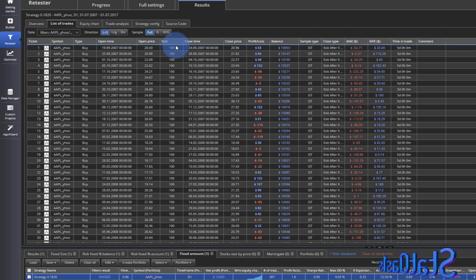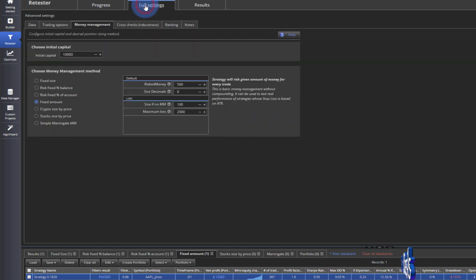Fixed amount, start. So now we're risking only 100 because that's the minimum shares we picked here. Okay, so we're risking 500 per trade, but we don't have any stop loss to measure that risk.